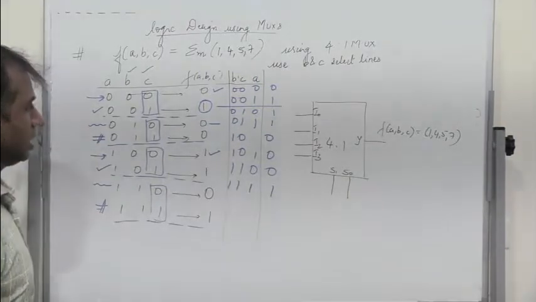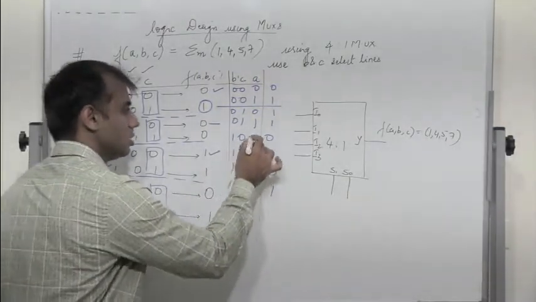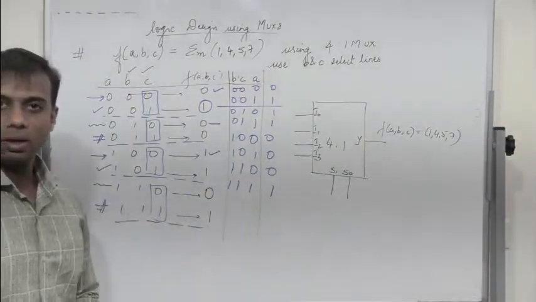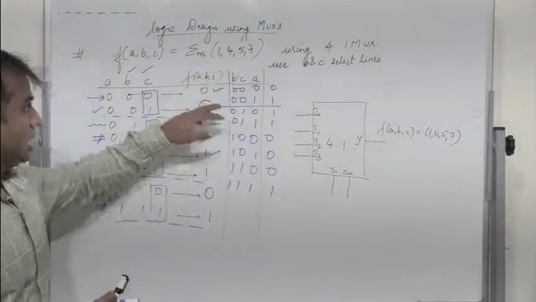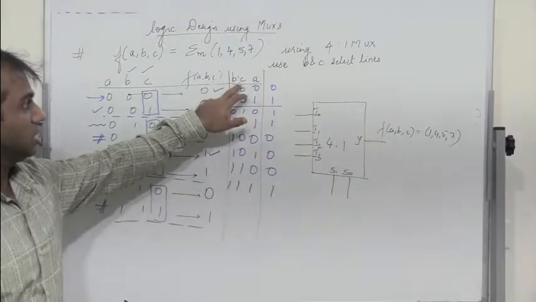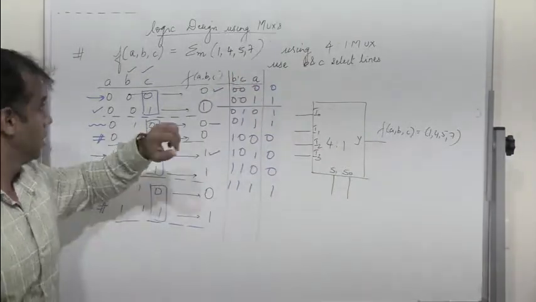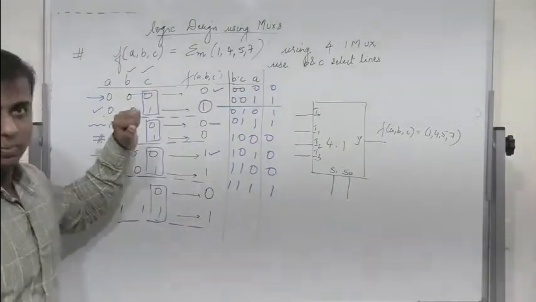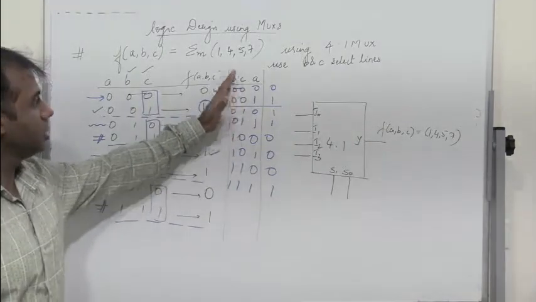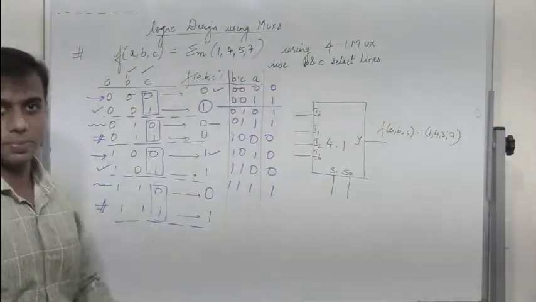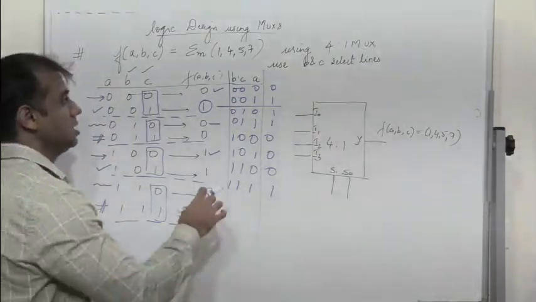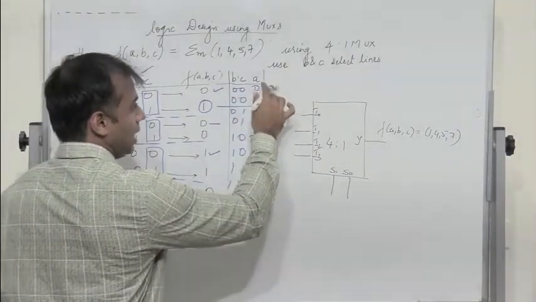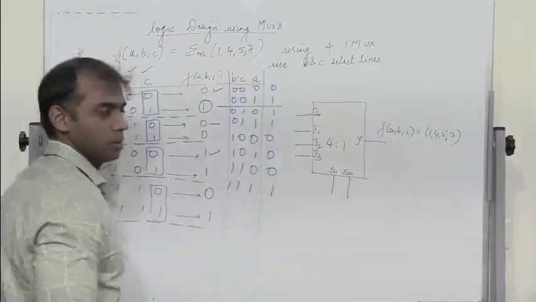So what have we done here? We have rewritten the truth table. We are not interchanging the MSB and LSB. A is still the MSB, and C is the least significant bit here, but I have written BC and then A. So I have written the truth table in such a way that B and C remain common, and then for A, 0, 1, I get the output.